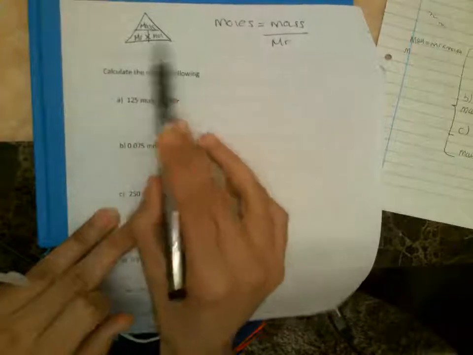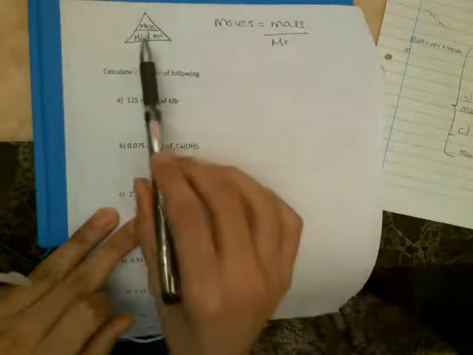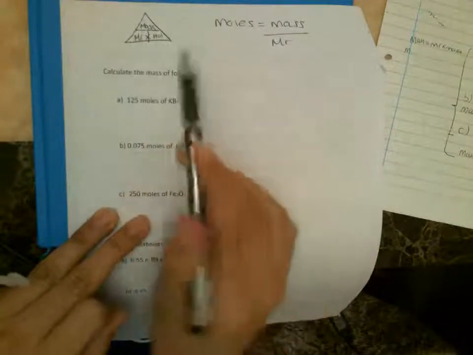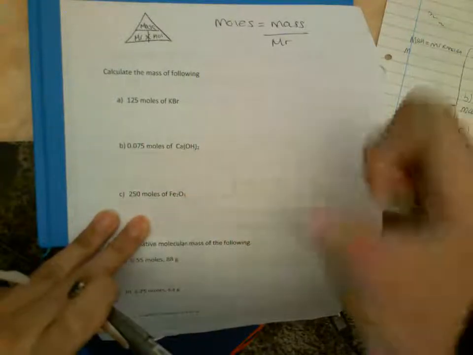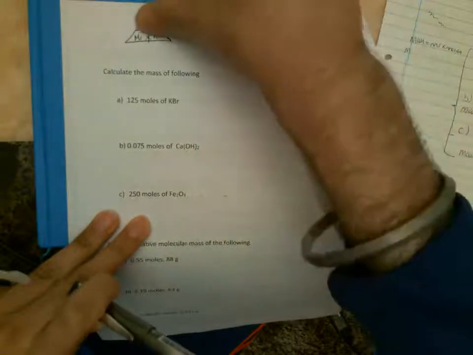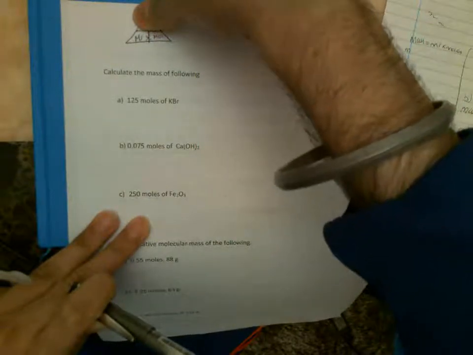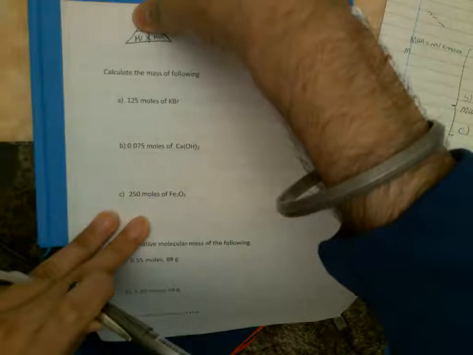Okay, so that's what we would have. If you're not confident with rearranging, what you can do is use this triangle. In this case we're finding mass, so I would take my thumb and put it over mass. Now what we have is MR times moles.